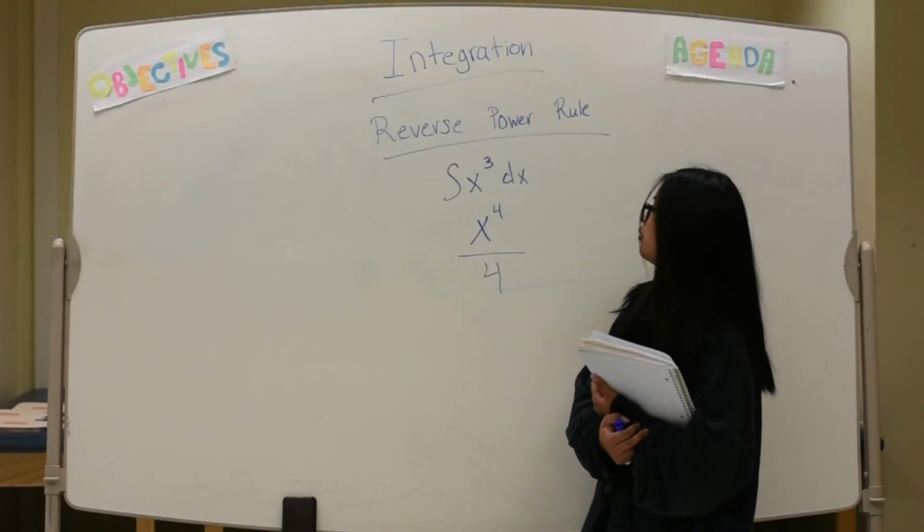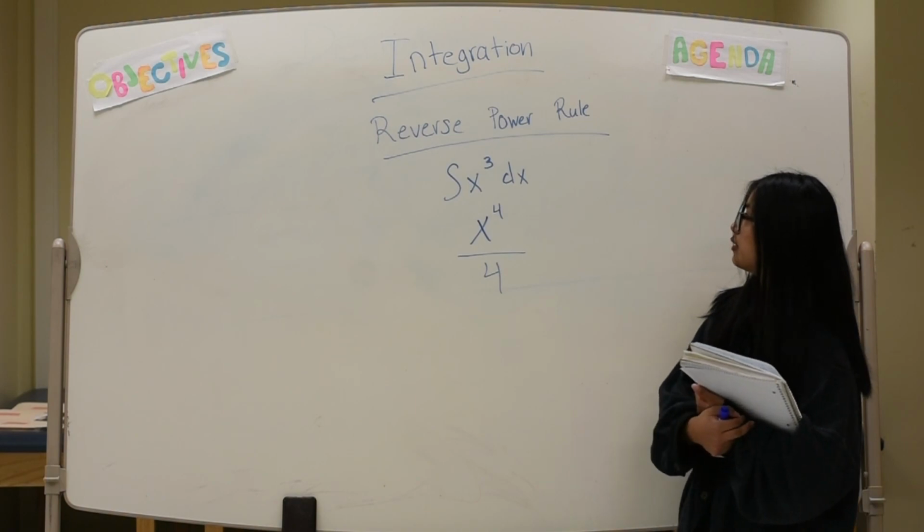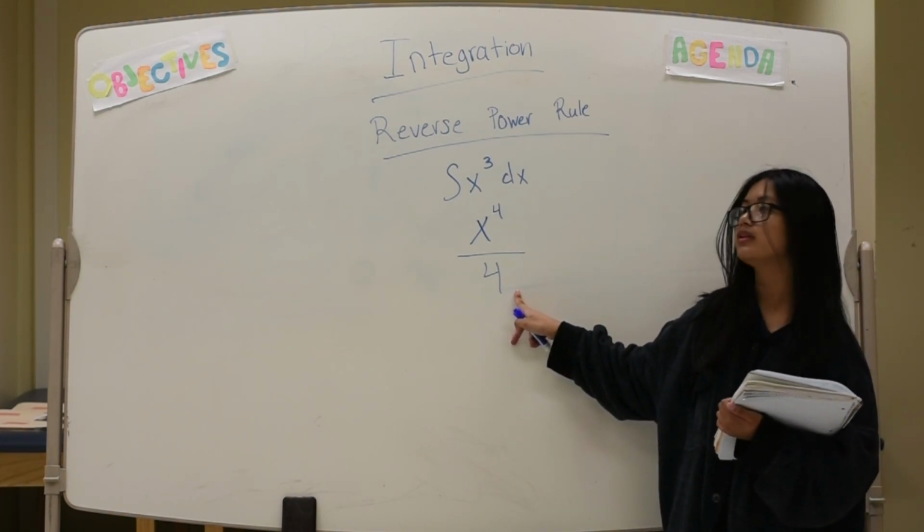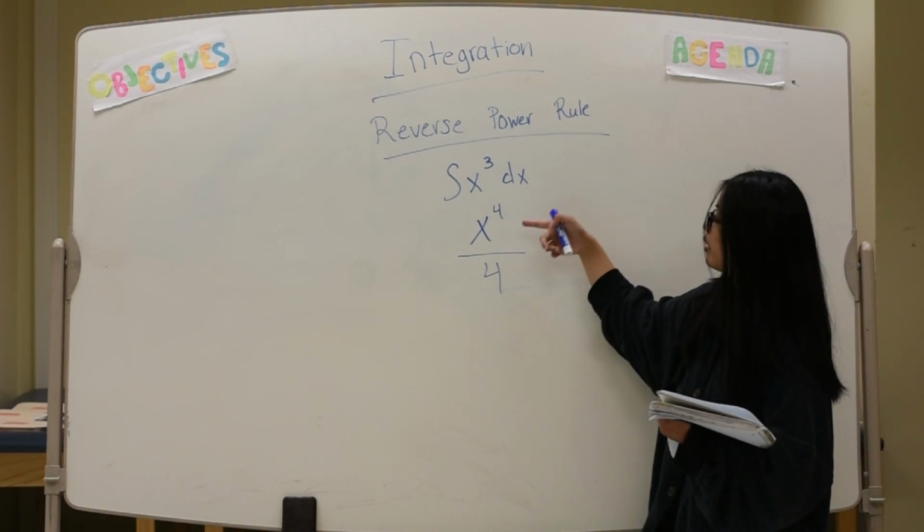So in reverse power rule, you add 1 to the exponent and then you divide it by the new exponent. And in this case, it would be x to the fourth all over 4.